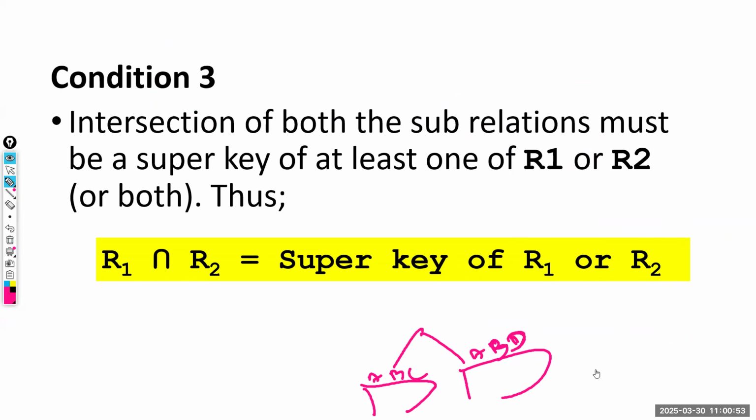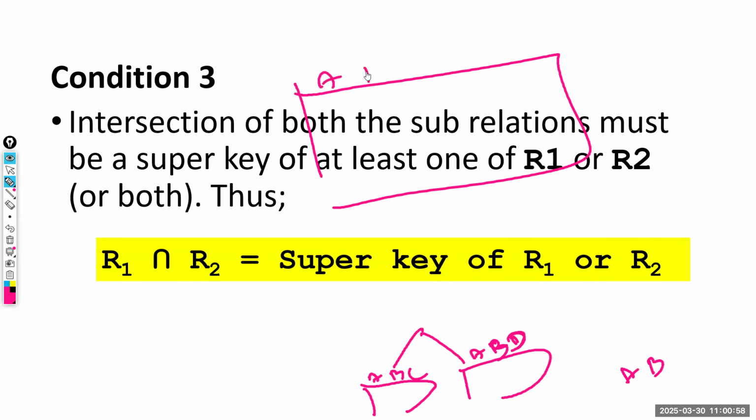Therefore, R1 intersection R2 is A and B. Let's say this is my original table. It had A, B, C, D. Now we have A, B, C and A, B, D. So the intersection must be a super key of R1 or R2 or both. So this is our intersection. That means this intersection must be a super key of either this one or that one or both. Let's say this one's primary key is AB. Then that is satisfied because this is a super key of this.